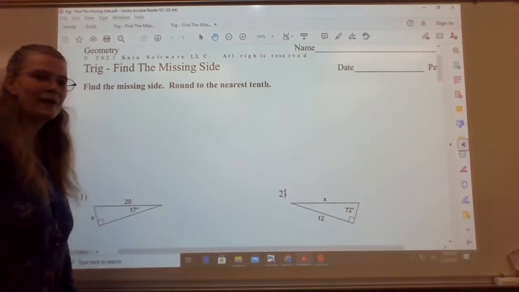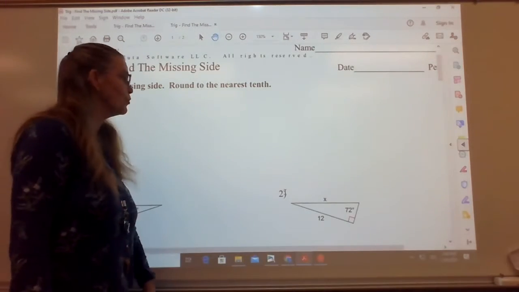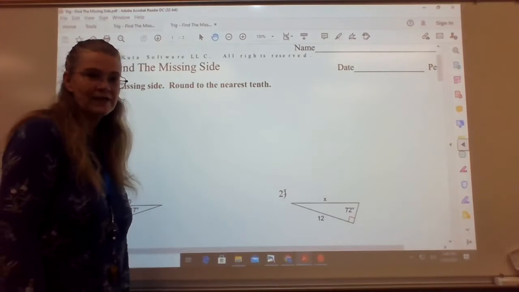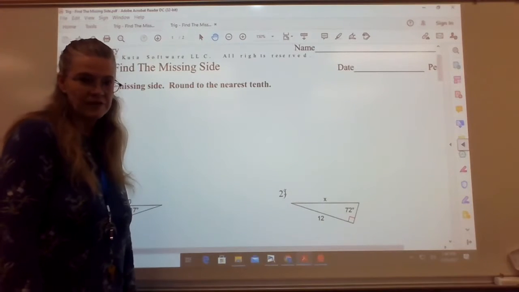Hi guys. As you can see, I'm doing this one after school. I tried twice to make it during class and it just didn't work. My computer just kept messing up.